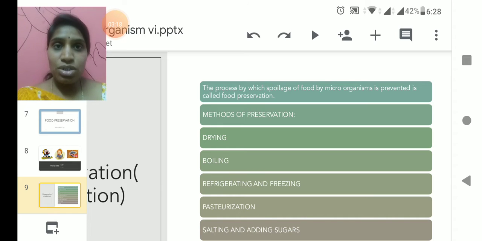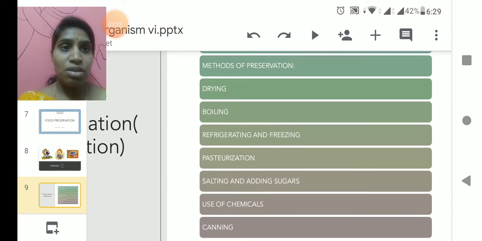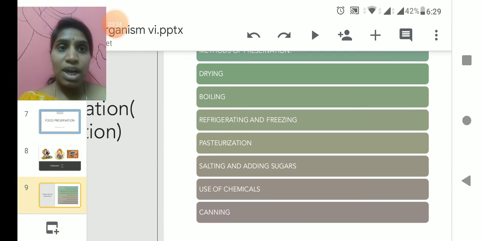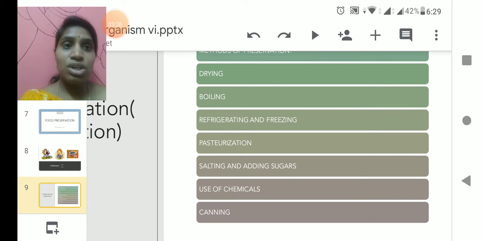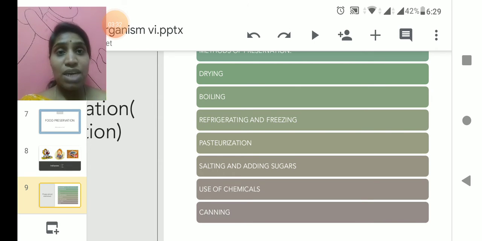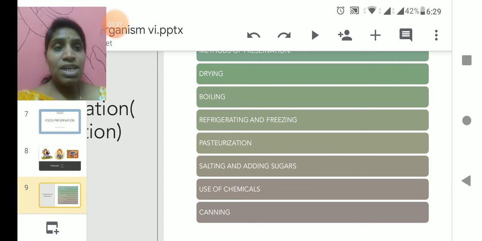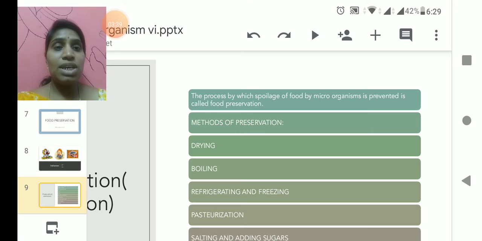For preserving, children, we have different methods, and we are going to learn about them. They are drying, boiling, refrigerating and freezing, pasteurization, salting and adding sugars, using chemicals, and even canning, by which we can preserve our food. So let's see the first one, which is drying.